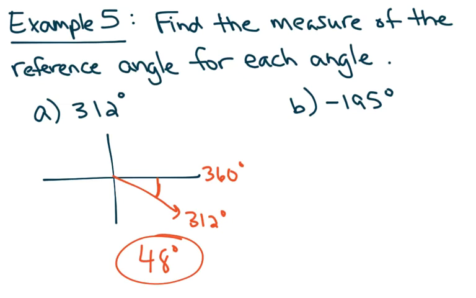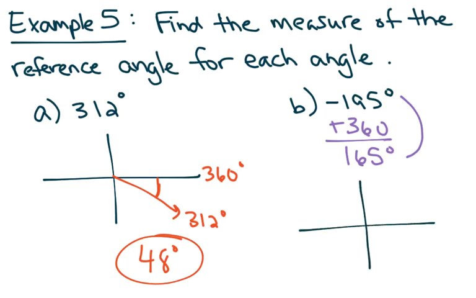But negative 195 degrees is a little bit trickier. So it might be easier for you if you dealt with this angle as a positive angle and not a negative angle. Not positive 195 though. What we're going to do is add 360 to this and find its coterminal angle. So negative 195 plus 360 is 165. That means that these two terminal rays are in the same location. So now let's ignore negative 195 and deal with 165.